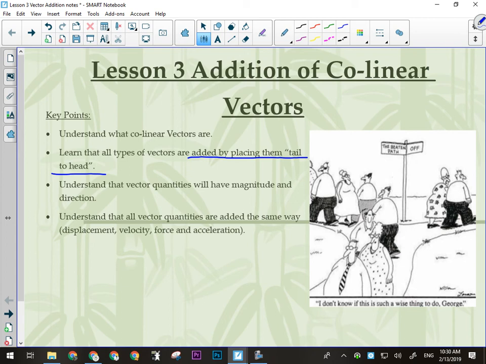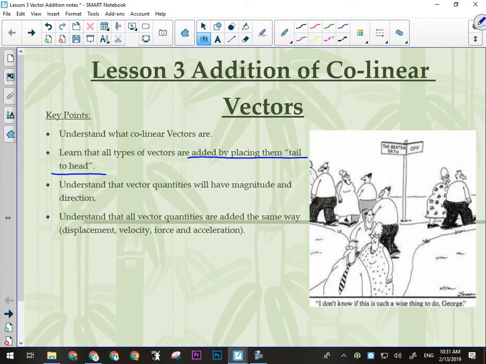Okay, we need to understand that vector quantities obviously have magnitude and direction. We've already gone over that 100 times. Okay, don't forget they have magnitude and direction. Okay, and understand that all vector quantities are added the same way. Okay, it doesn't matter whether I'm dealing with displacement, velocity, acceleration, force. All vector quantities are added exactly the same way.